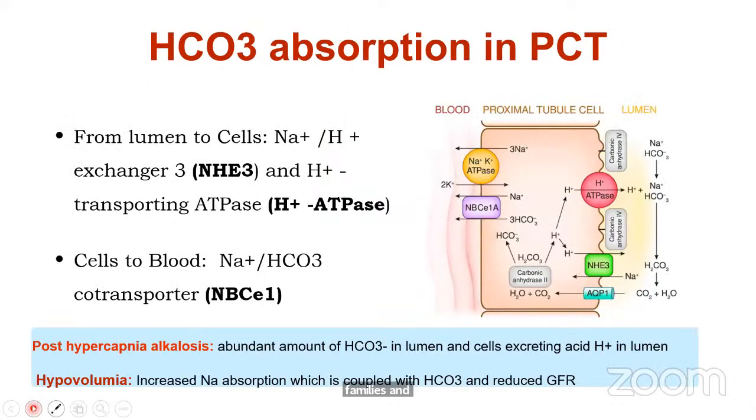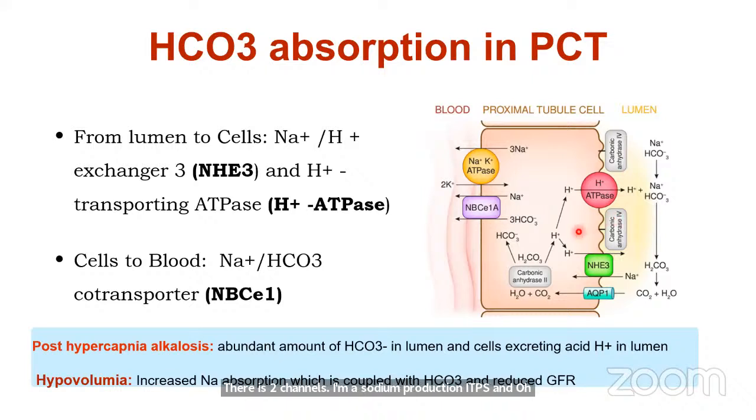Next slide, please. So in proximal convoluted tubules, on the luminal side, there are three channels: one is the sodium hydrogen exchange channel, and another is the hydrogen ATPase channel. On the interstitial side, that is the blood vessel side, there are two channels. One is the sodium potassium ATPase, and another is the sodium bicarbonate co-transporter.